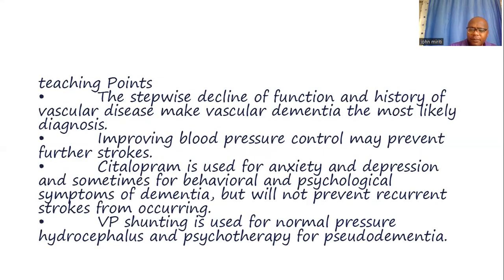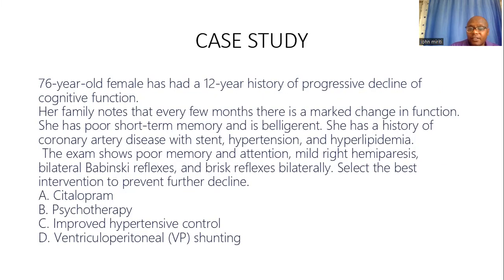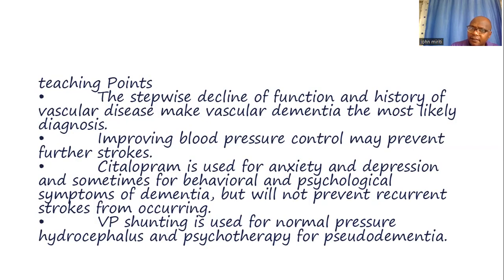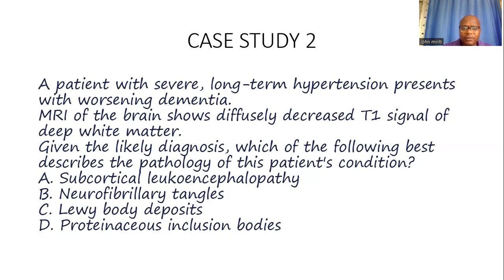Now, let us see the teaching point about this one. The stepwise decline in function and history of vascular disease makes vascular dementia the most likely diagnosis, because of the stepwise functional decline and history of vascular disease, which is coronary artery disease. Improved blood pressure control may prevent further stroke. Citalopram is used for anxiety and depression and sometimes for behavioral and psychological symptoms of dementia, so it is not the best drug, as it will not prevent recurrent stroke. A VP shunt is used for normal pressure hydrocephalus, and psychotherapy for other syndromes. So in this case, the correct answer is improved hypertension control, because blood pressure is the only factor you can control there. Now, let us look at case study number 2.